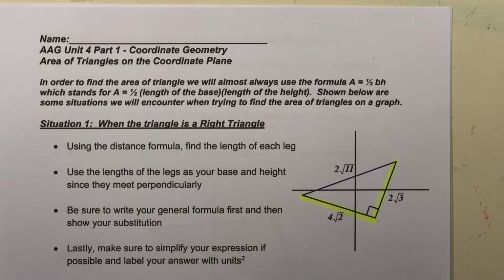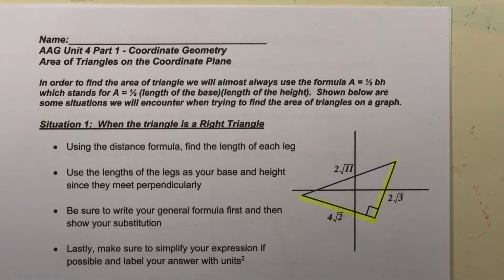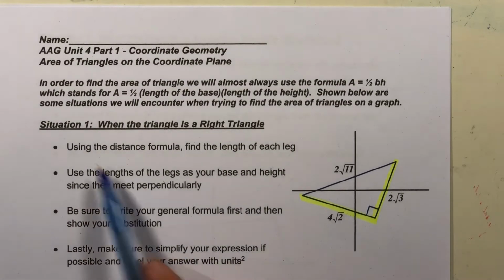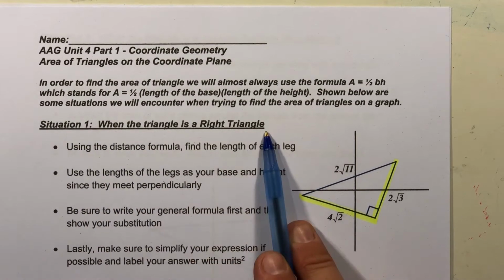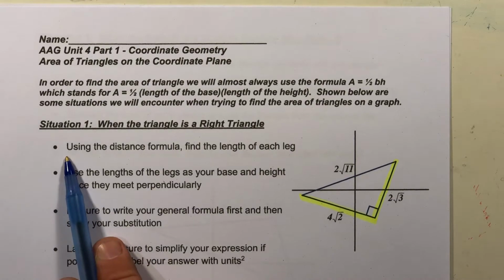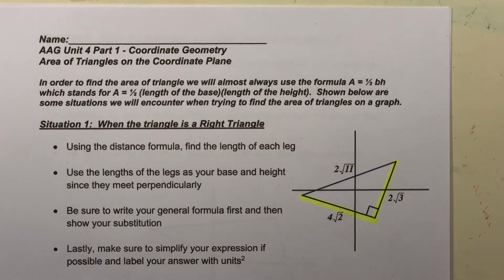All right, so here we go. The first thing I want to talk about is, when do we just simply use A equals 1/2 BH? One situation when we're trying to find the area is when the triangle is a right triangle. In most of these cases, we're going to use the distance formula to find the lengths of each side, right?